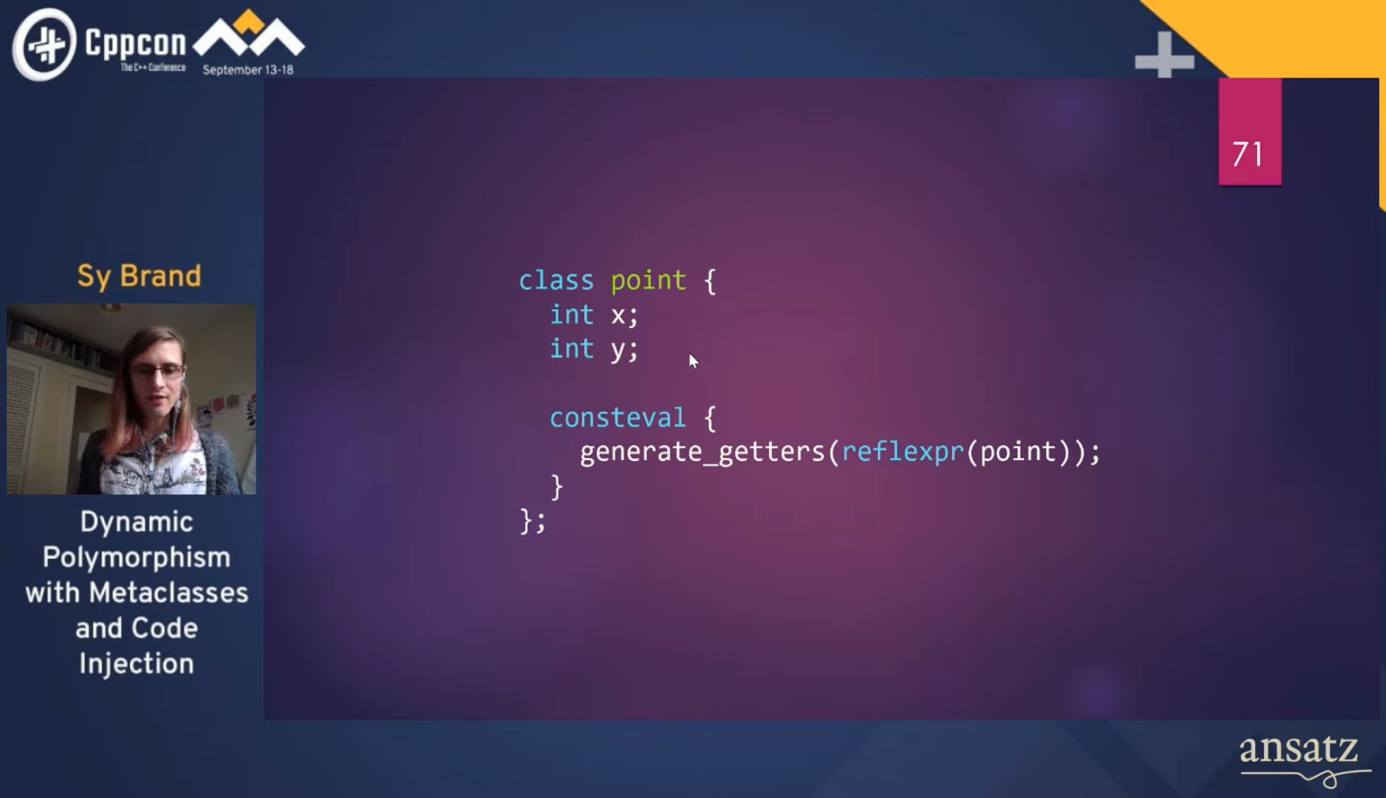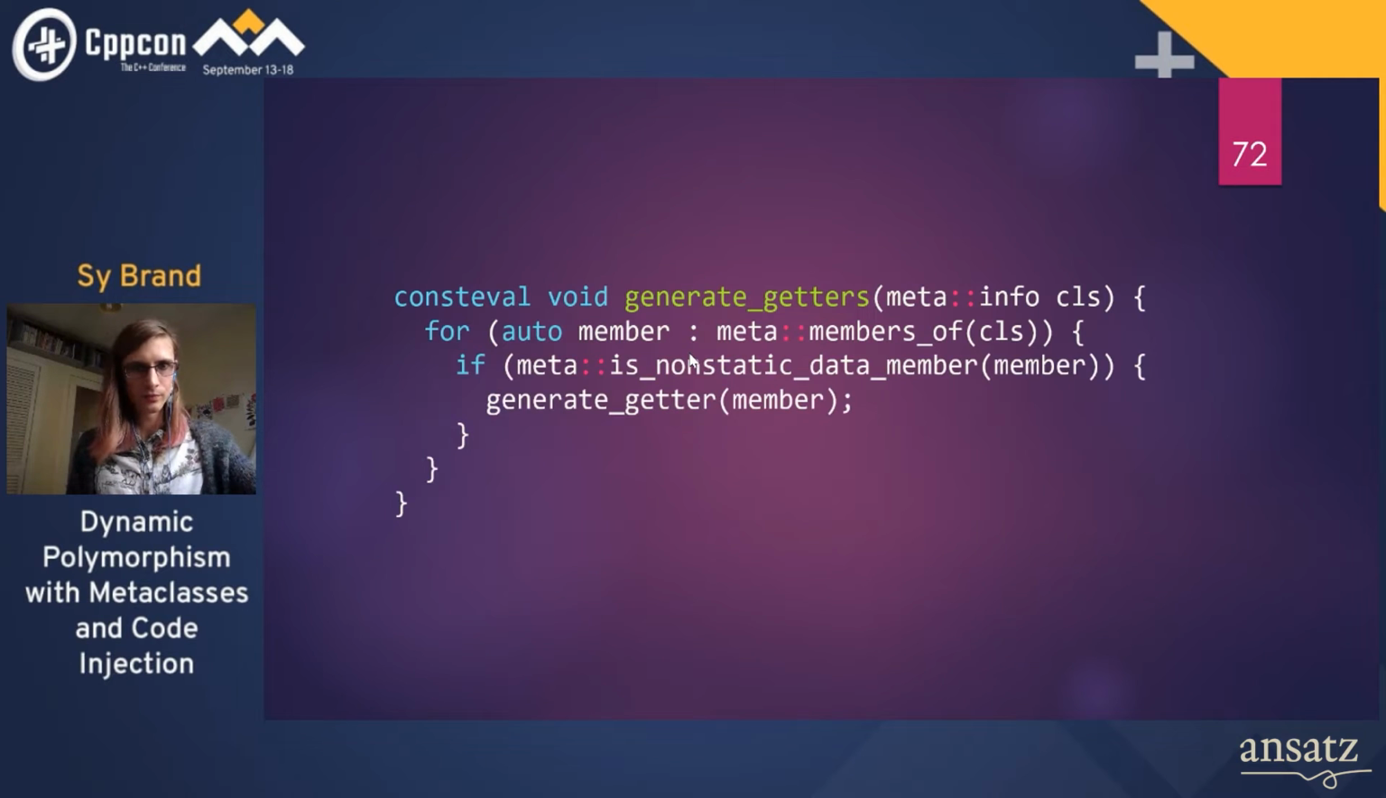We have a const eval block. What const eval means is execute this part of the program at compile time. We then have a call to generate getters, and that's going to inject some code into this context. And we give it the reflection for our type. Okay, now I can show you the definition of generate getters.